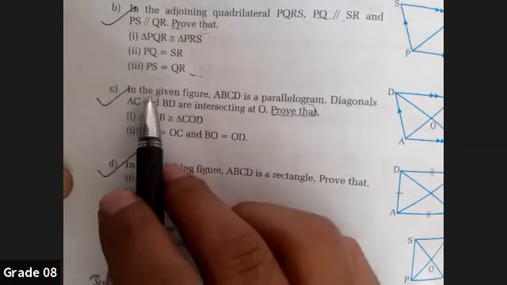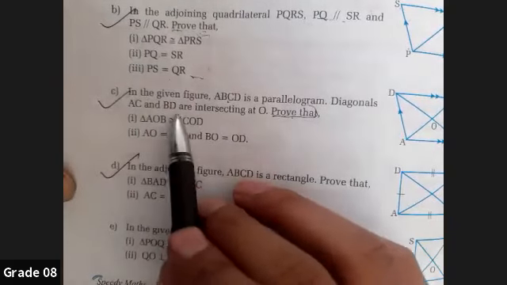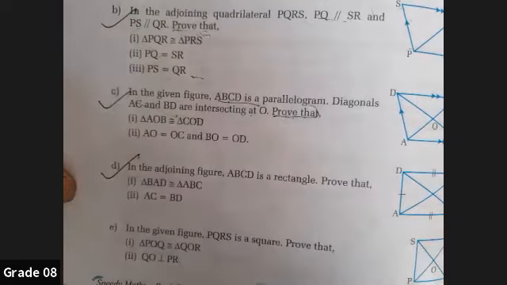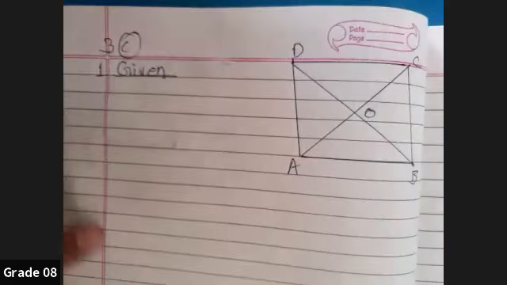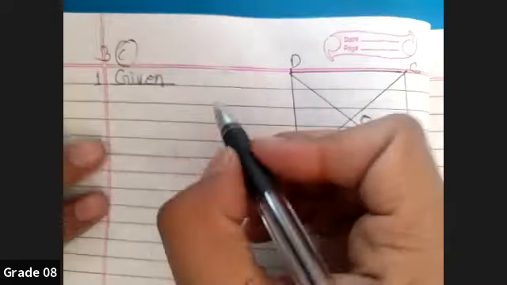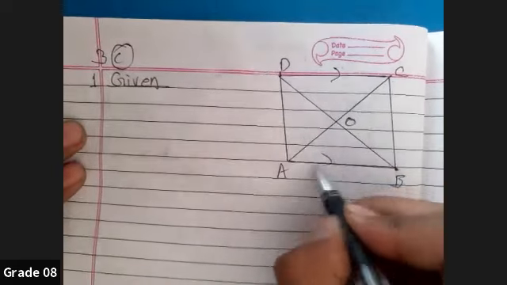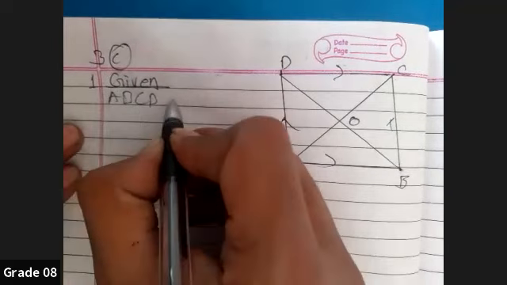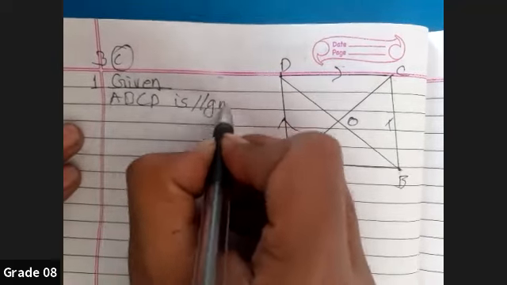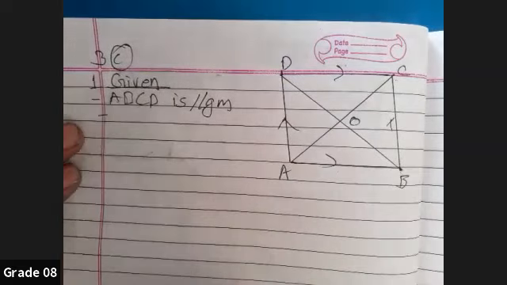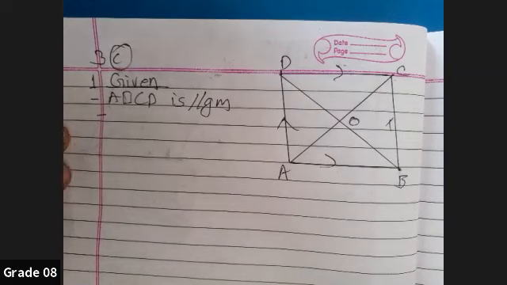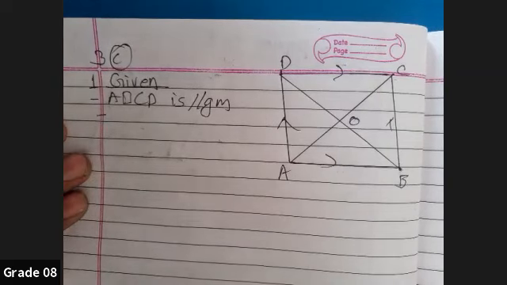So according to the question, it has told us ABCD is a parallelogram, diagonals AC and BD are intersecting at O. Okay, this sentence and this sentence is going to be your given title. So let's write. The first information provided by the question was ABCD is a parallelogram. And the second information provided by the question, you can also see in the book, is written: AC and BD are intersecting at O.